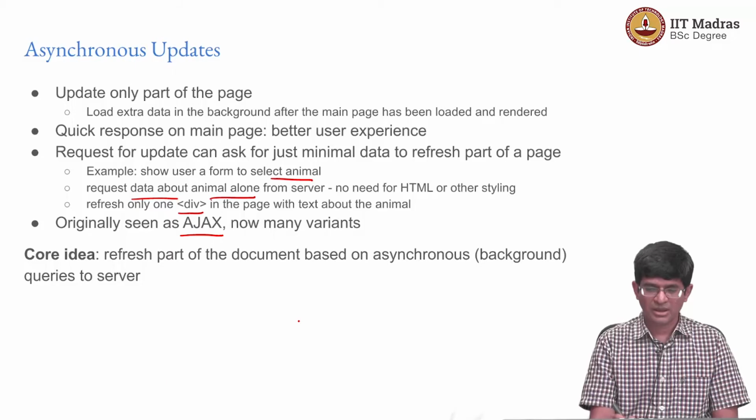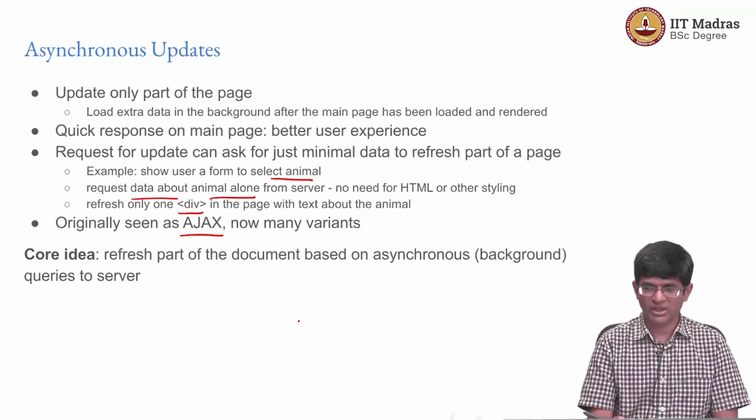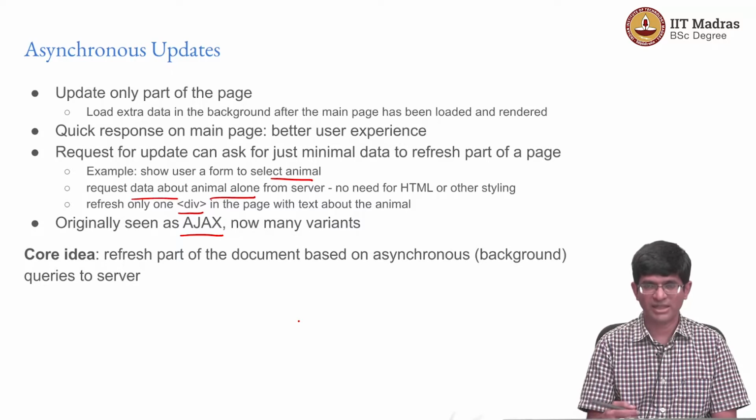Okay. So the core idea over here was that you could refresh a part of the document based on an asynchronous query, which happens in the background. So the asynchronous essentially means that it's happening in the background. It is not something which is in your critical path, right? It's not that you need to do that before you can start displaying the page. You display the main part of the page, perform this query, and then update the page based on the response.